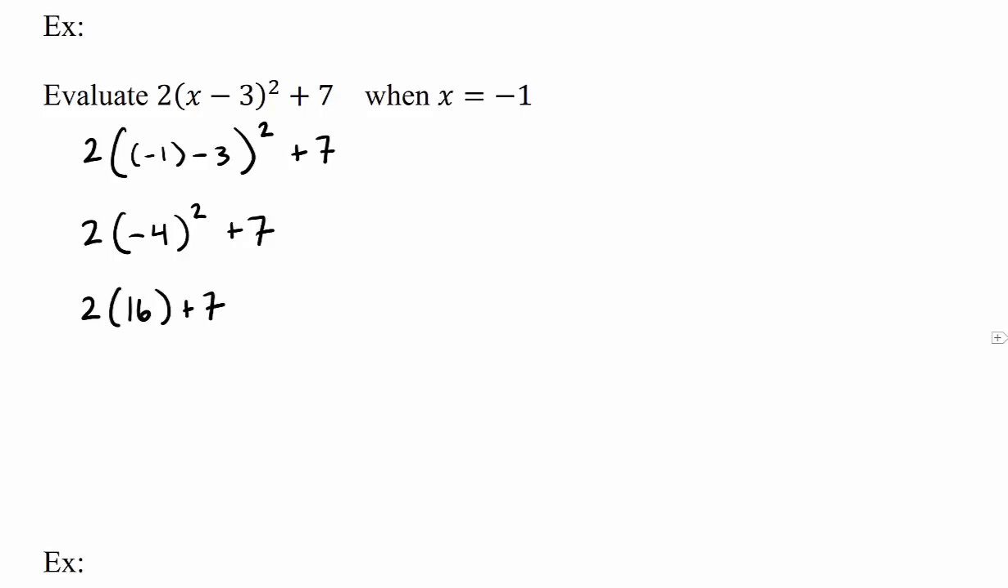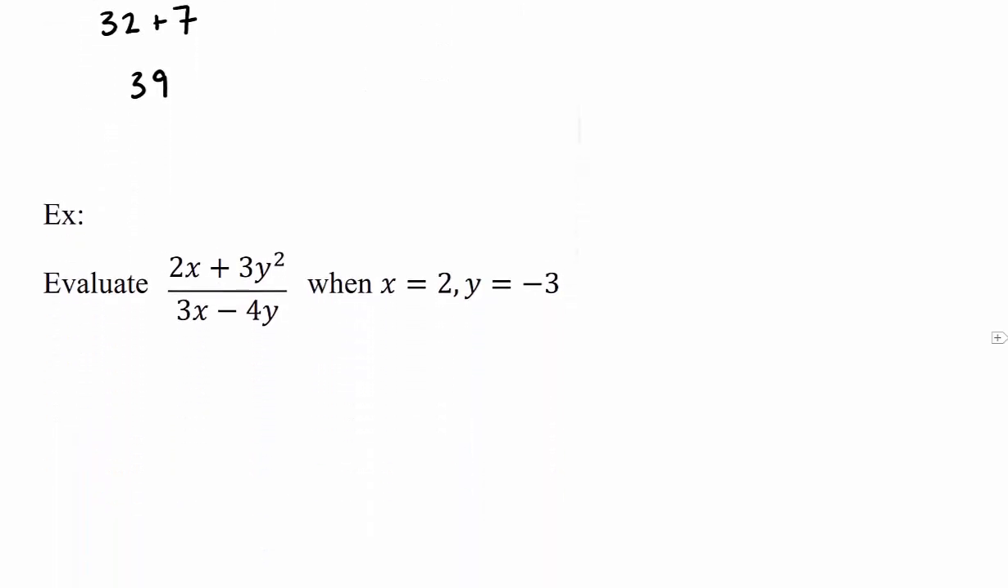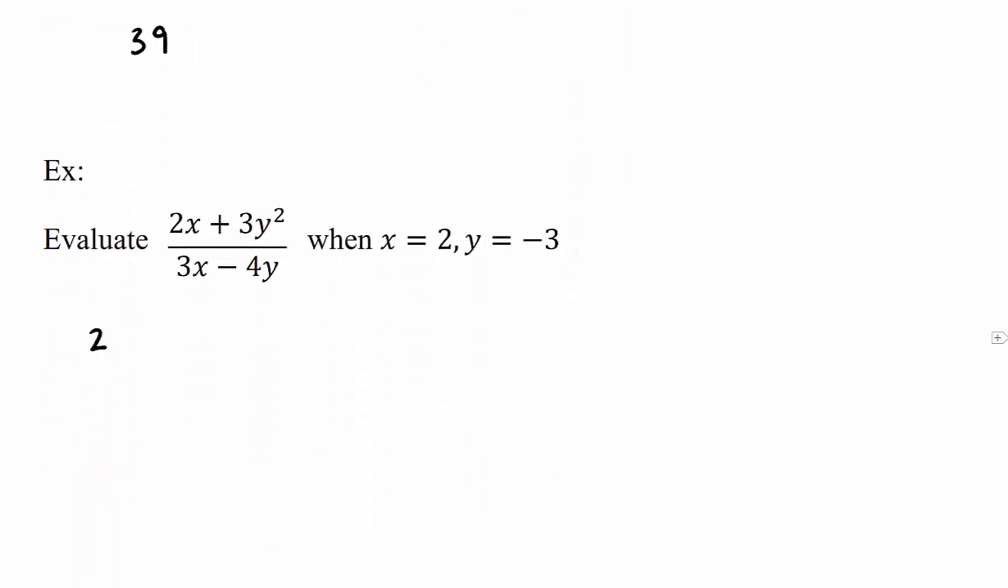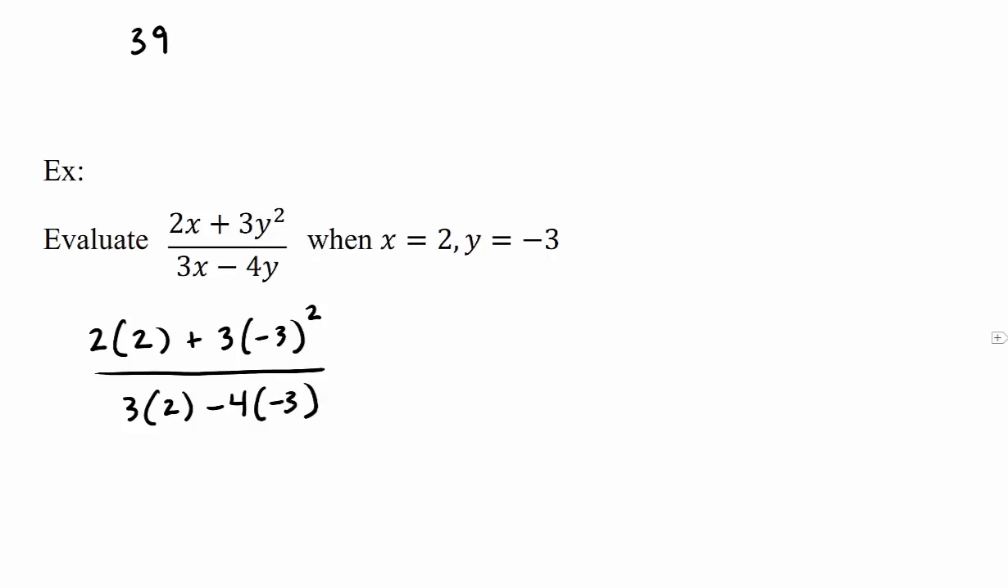I'm then going to do my multiplication. 2 times 16 is 32. And then when I add that to a 7, I will get a final answer of 39. And one last example for this video, we'll look at a fraction. So this is going to be 2 times the x value plus 3 times the y value squared, all divided by 3 times the x value minus 4 times the y value.